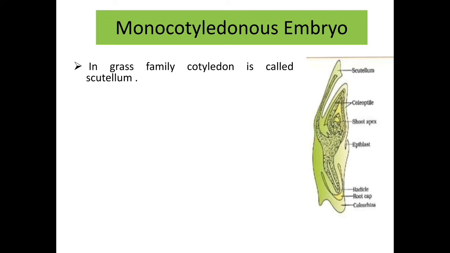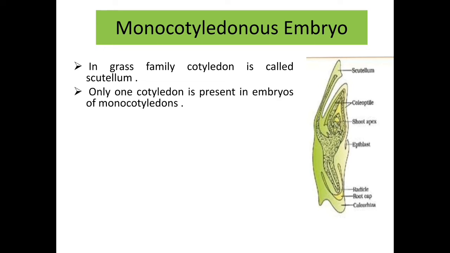In the grass family, cotyledon is called scutellum. Most of the grasses are monocotyledonous in nature, and in that grass family, cotyledon is called scutellum. Only one cotyledon is present in embryos of monocotyledons. So in monocotyledons, only one cotyledon is present in the embryo.